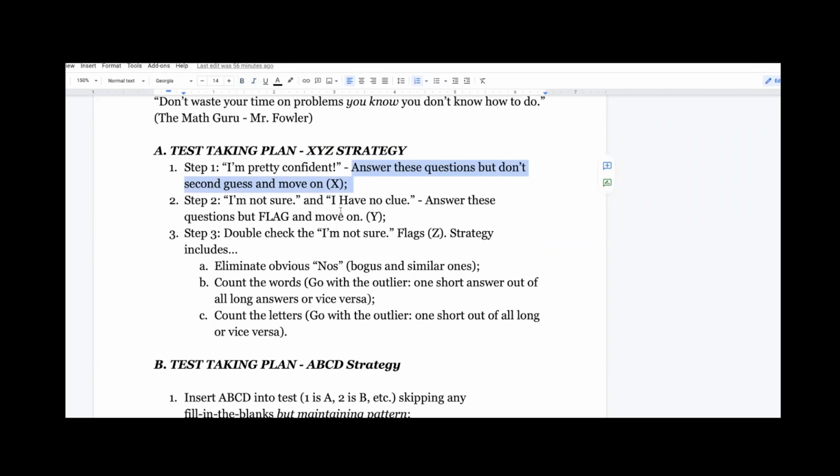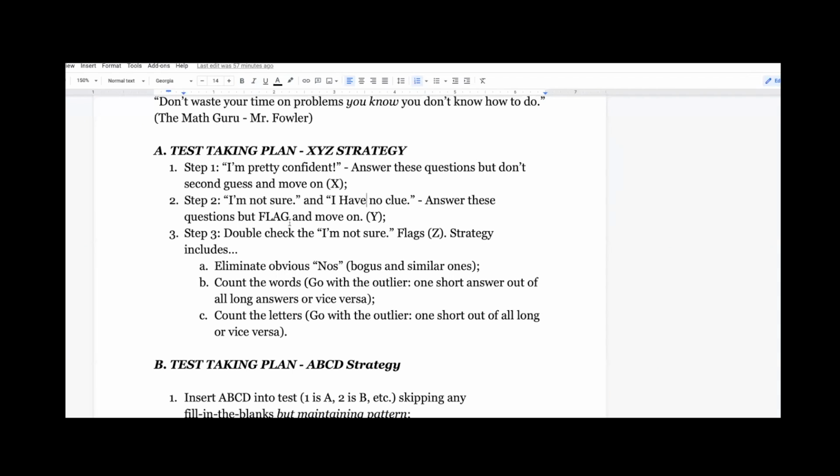Step 2, you're looking at questions that you're not sure about or you don't have a clue. It's beyond you. Basically, answer these questions, but flag them. It's a little thing that you click on. It's a flag. At the end of the test, you'll be able to go back if you have time and look at those flagged questions. But the ones that you don't feel good about, you have no idea, guess and move on.